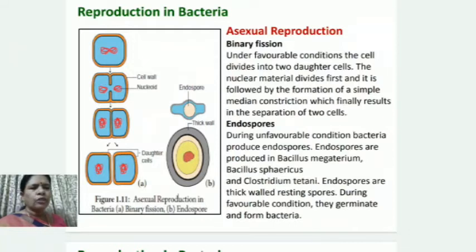Next one is the endospore formation. During unfavorable condition, bacteria produce endospores. Endospores are produced in Bacillus megaterium, Bacillus subtilis and Clostridium tetani. Endospores are thick-walled resting spores. During favorable condition, they germinate and form bacteria. These are the diagram. You can expect this as a 5-mark question.